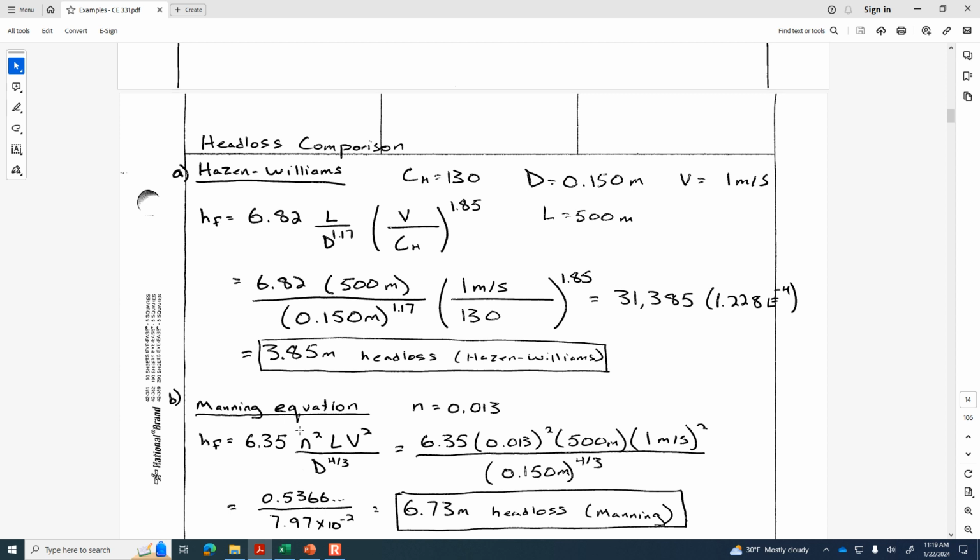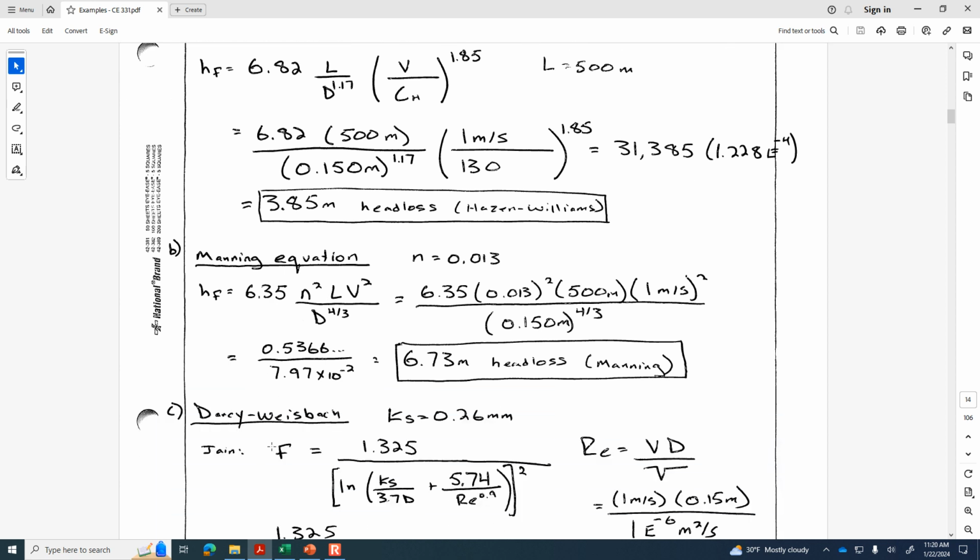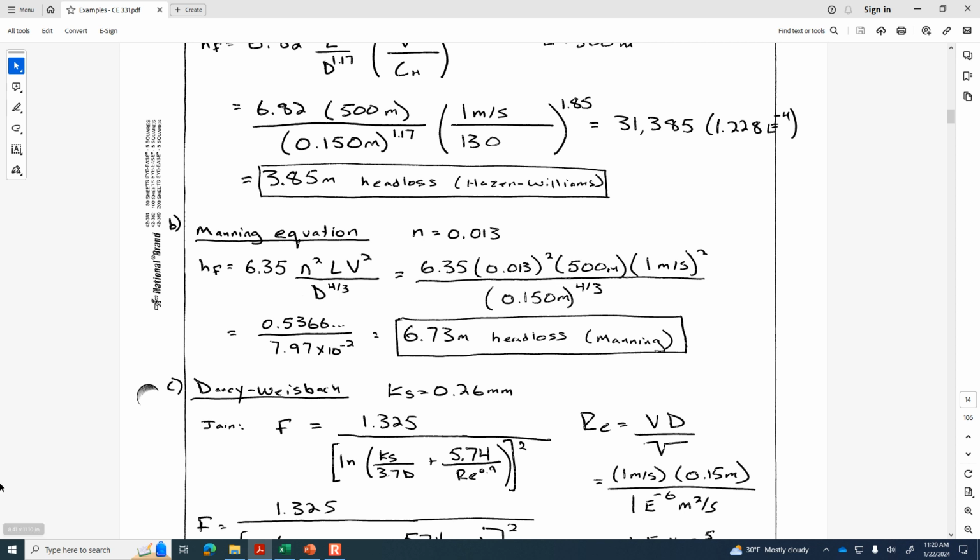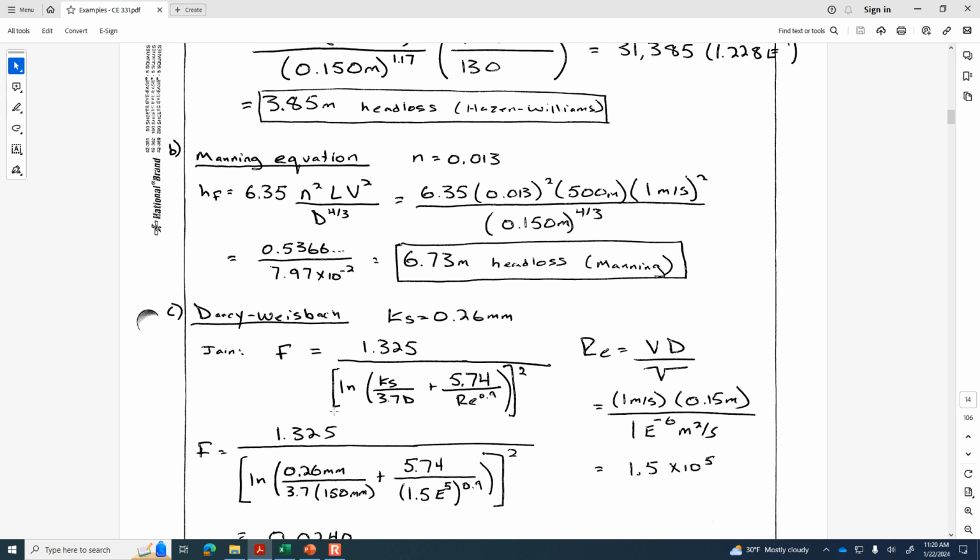And then the one that we know is the most accurate because it's the most sensitive to the precise flow conditions in question, the Darcy-Weisbach equation. We have to start off by determining the f value. So the Jain equation is simpler than going all the way with the Colebrook. And for most flow conditions, the Jain equation will be acceptably accurate. So the Reynolds number is 1.5 times 10 to the fifth.